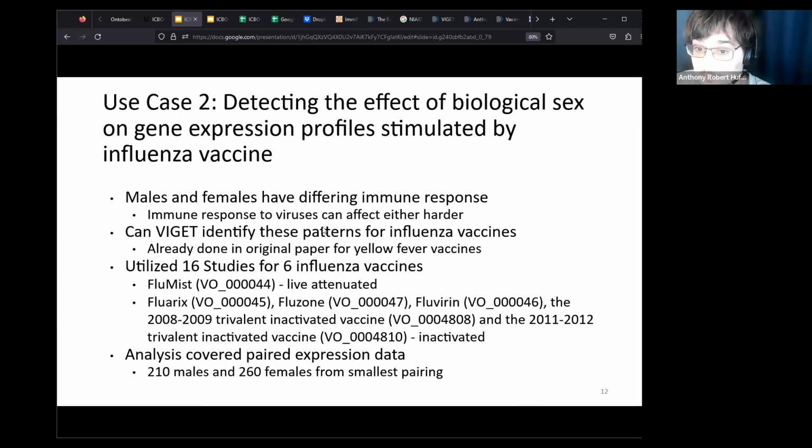We had one single live attenuated vaccine in the form of FluMist, and then we have 5 other inactivated influenza vaccines. And from there, we took a look at the paired expression data for all these vaccines after following the standardization that I laid out earlier. One thing I want to note is that the numbers for each of the different time points varied, simply because each of the different studies used a different schema for when they measured experimental results, but also because some of them were inconsistent or missing individuals. So using the smallest pairing for the analysis, we had 210 males and 260 females.